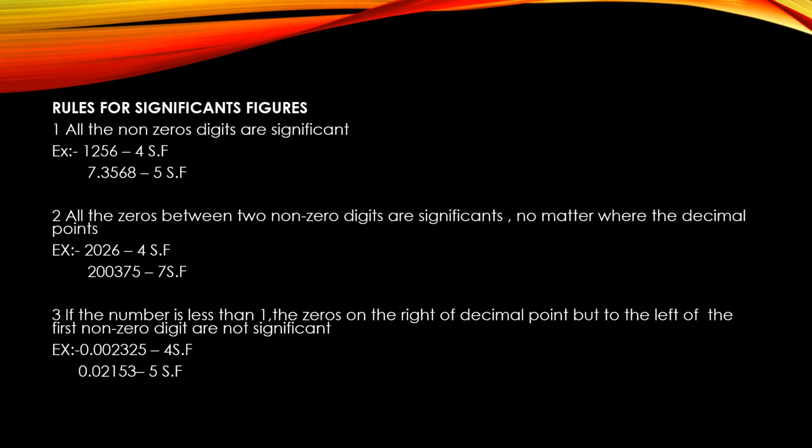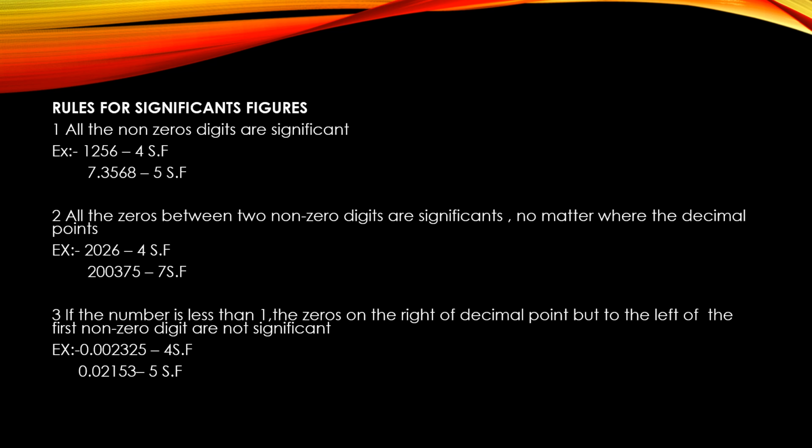Next we are going to see the rules for significant figures. It is very important to see the first rule. All the non-zero digits are significant. For example, 1, 2, 5, 6. Here 4 significant figures. See the next example 7.3568. Here we have 5 significant figures. So digits like 1, 2, 3, 4, 5, 6, 7, 8, 9 are always important, so we count all of them.